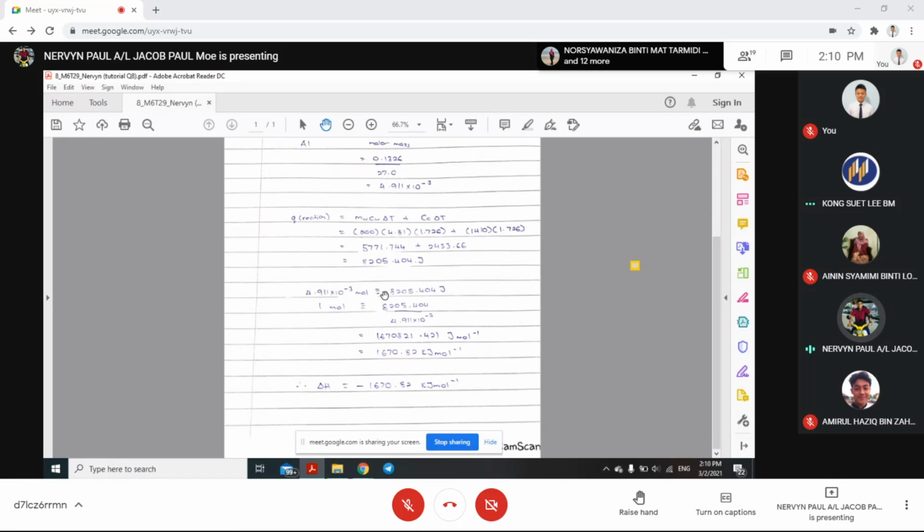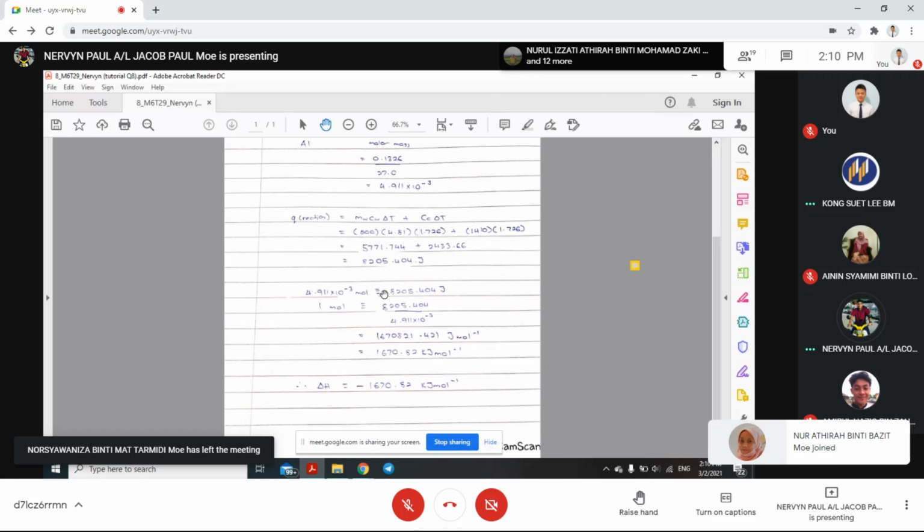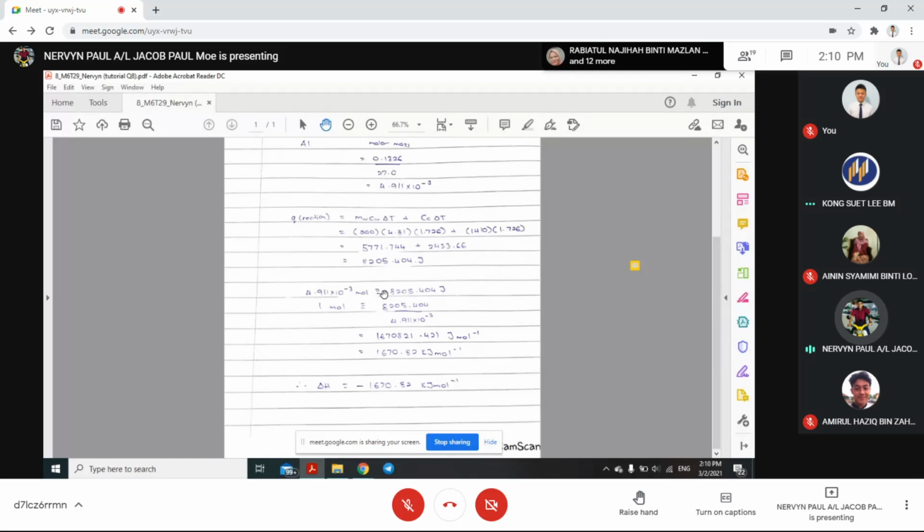And then when you find the heat released, that heat release is for 4.911 times 10 to the power of -3 mole of aluminium. But then the question is asking calculate the heat of combustion of aluminium. And when we see the definition of enthalpy of combustion, it says the heat release when 1 mole. So we need to find 1 mole of aluminium. So then we'll compare and we'll get the heat release when 1 mole of aluminium.